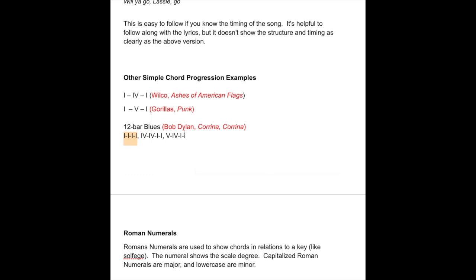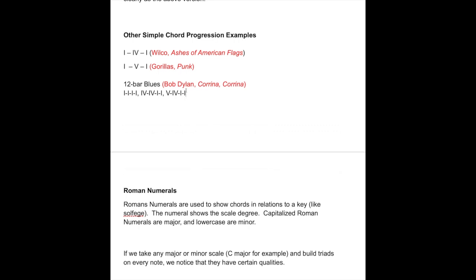There are different versions of the blues. Sometimes it ends on 5. Sometimes it doesn't go back to 4 here. But if you look up the 12 bar blues, it's pretty awesome because not just in blues, but even in punk and rock and a lot of other genres, you will hear the 12 bar blues progression, which is famous and also an American concept. So this is Bob Dylan's Corinna Corinna, which is just one of millions of examples of the blues.